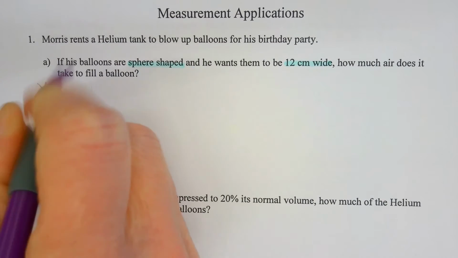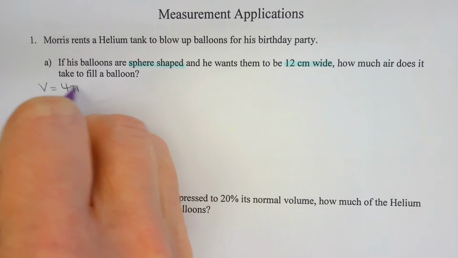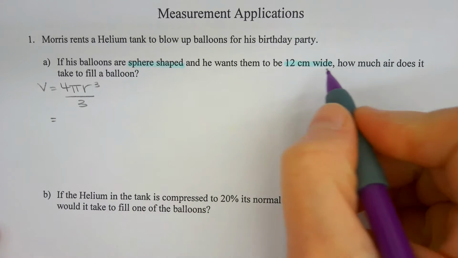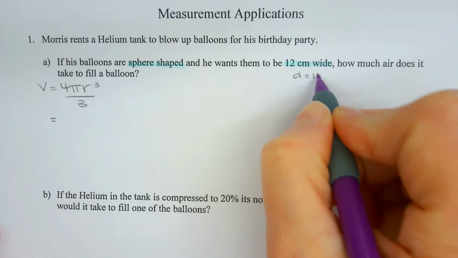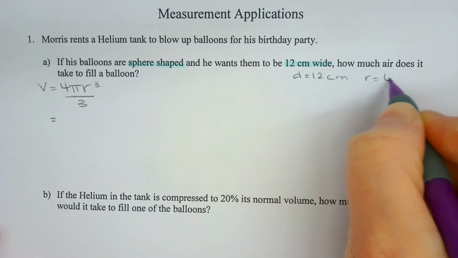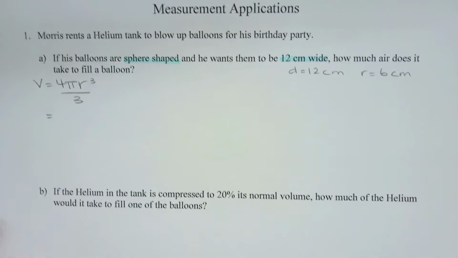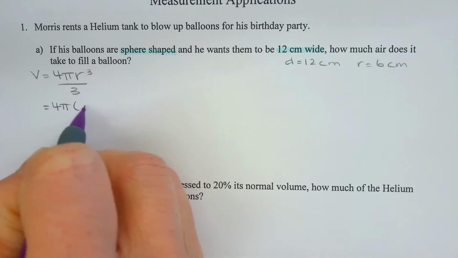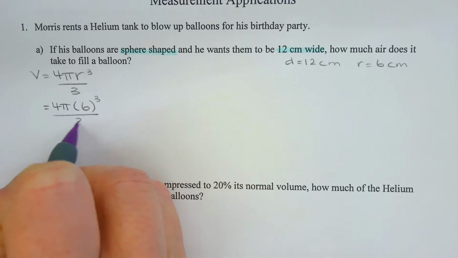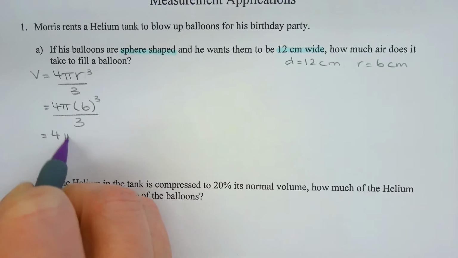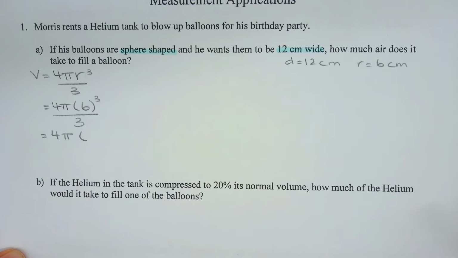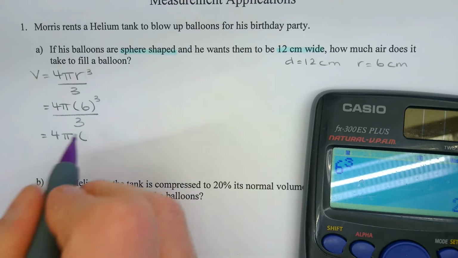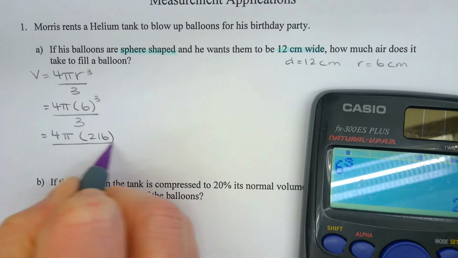So we're going to say that the volume is equal to, and then we would look up the formula, 4 pi r cubed divided by 3. Wide is the diameter. So the diameter is 12 centimeters, which means the radius is half of that, or 6 centimeters. So we have 4 pi 6 to the power of 3 divided by 3. I'm going to do 6 to the power of 3, which is 216, and I'm going to divide that by 3.